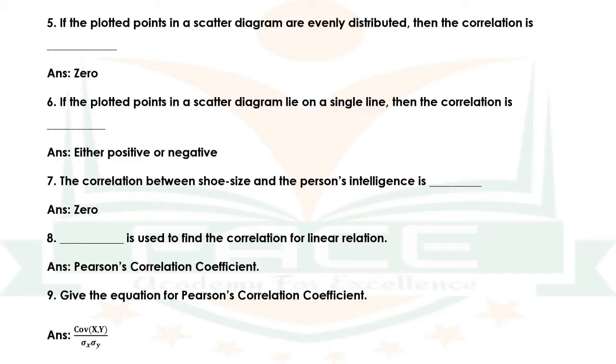Question number 7. The correlation between shoe size and the person's intelligence is dash. The answer is 0. Question number 8. Dash is used to find the correlation for linear relation. The answer is Pearson's correlation coefficient. Question number 9. Give the equation for Pearson's correlation coefficient. The answer is covariance of xy divided by sigma x into sigma y.